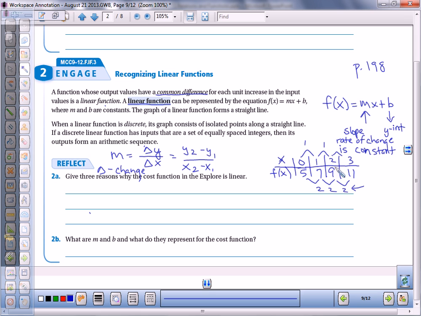The difference in your y's over the difference in your x's, the same each time. Did it remain the same? Yeah, it was a constant 2. And the y-intercept is? Well, at 0, y is 5. So this is a linear function, and we could write it that way.